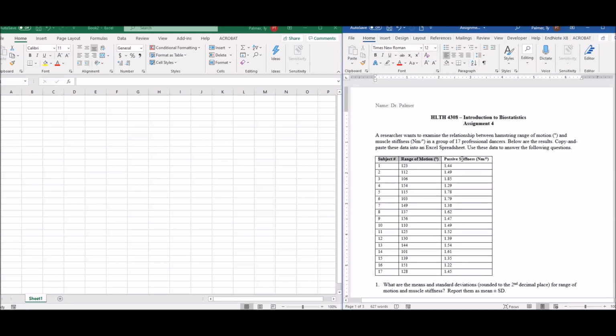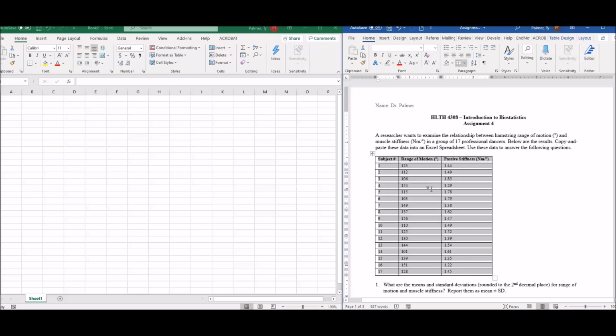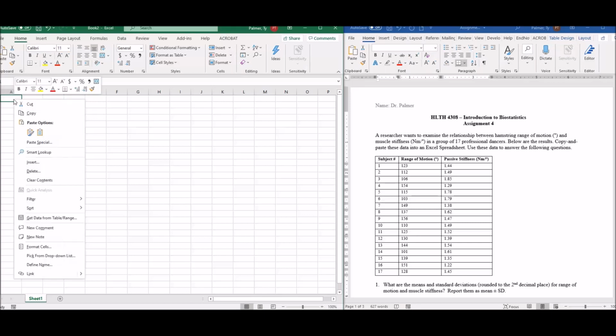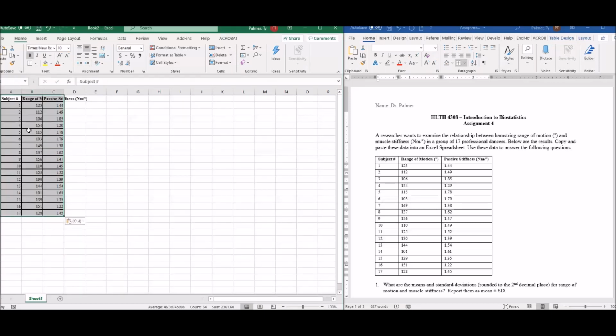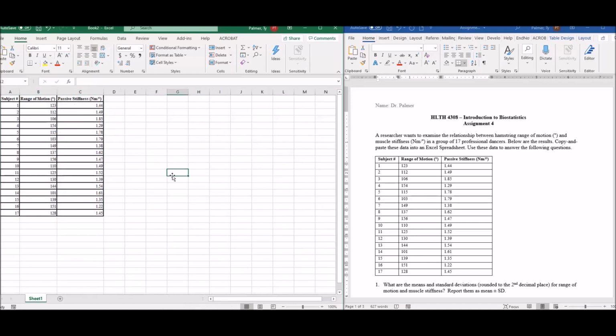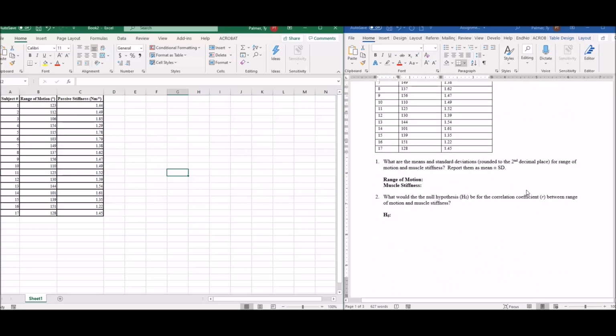Okay, let's copy and paste these data into an Excel spreadsheet. All you have to do is highlight the data just like I've done, right click, copy, and then go over here to your Excel sheet, and then you can paste them into the Excel sheet. And I'm going to do that there. Okay, so now that we have our data pasted into our Excel sheet, we're ready to go and answer the questions. Let's scroll down to question number 1.